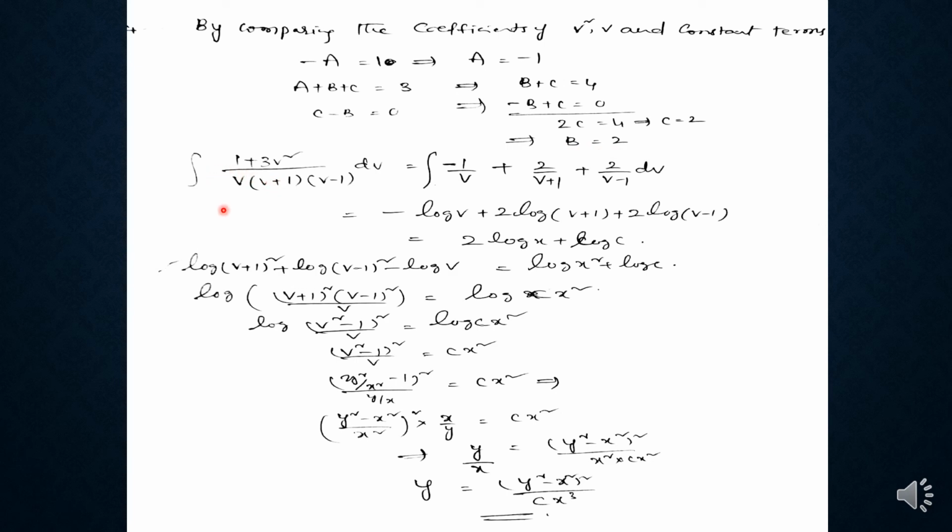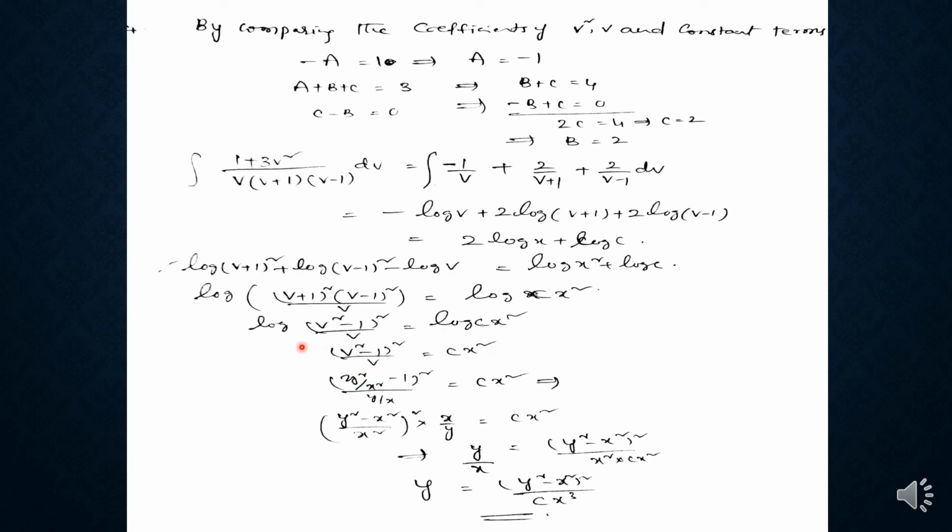So this can be written as integral (1 plus 3v square) by v into (v plus 1) into (v minus 1) dv, that is equal to integral of minus 1 by v plus 2 by (v plus 1) plus 2 by (v minus 1) dv. So that is minus log v plus 2 log of (v plus 1) plus 2 log of (v minus 1), that is equal to log x plus log c. So this can be written as log of (v plus 1) whole square plus log of (v minus 1) whole square minus log v is equal to log x square plus log c, that is log of (v plus 1) whole square into (v minus 1) whole square by v is equal to log cx square, that can be written as log of (v square minus 1) whole square by v is equal to log cx square.